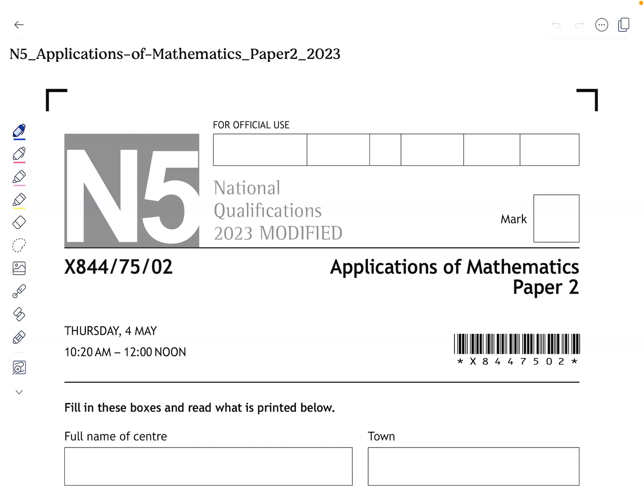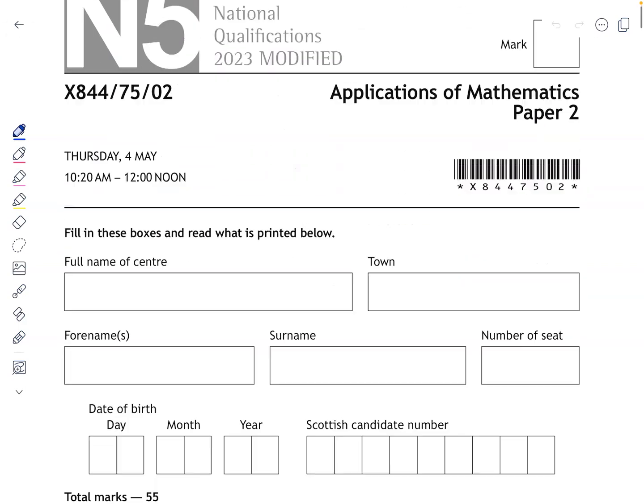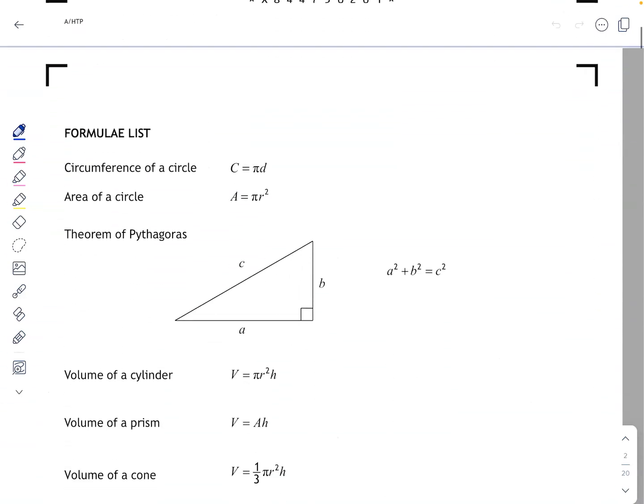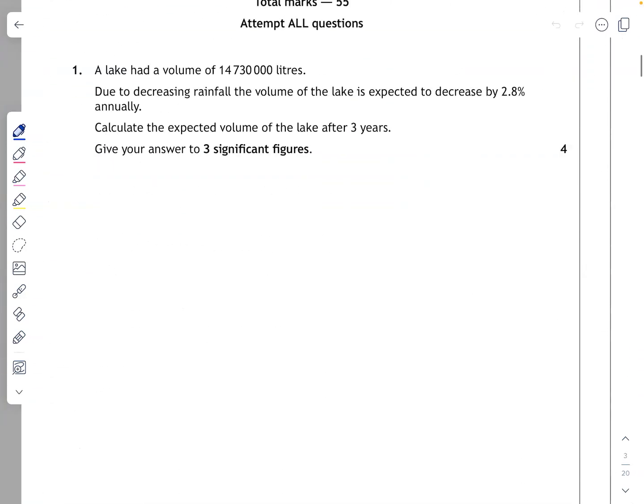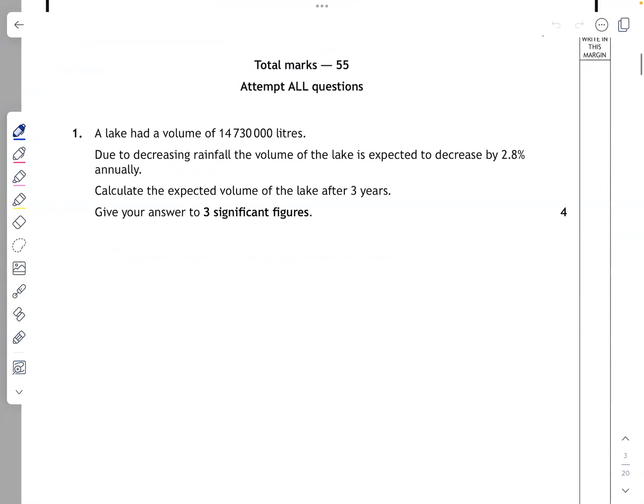Well, we're going to go over the second paper, the calculator paper for the 2023 Nat 5 Apps exam. So question 1 was worth 4 marks.